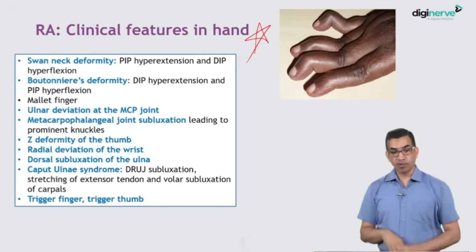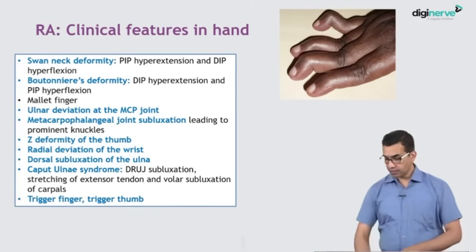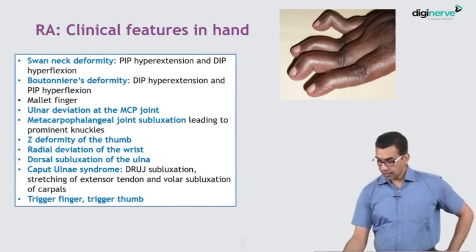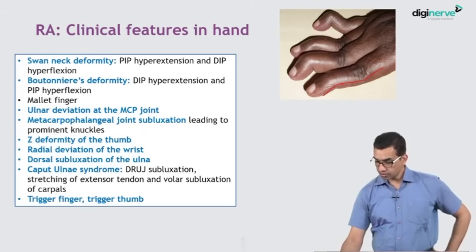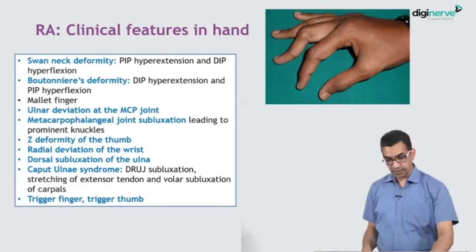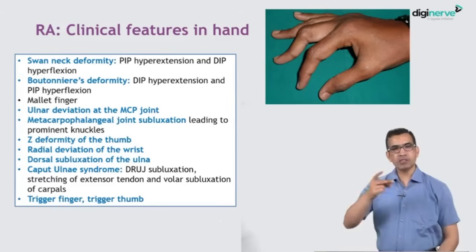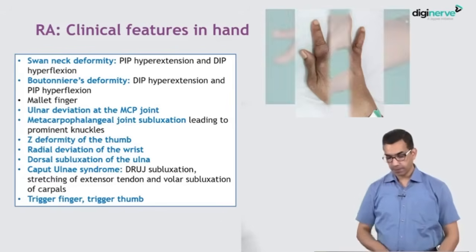So swan neck deformity. You can see here the picture. So here there is a PIP hyperextension, proximal interphalangeal joint hyperextension, and DIP flexion. This is swan neck, like a neck of a swan. That's known as a swan neck deformity. So this is in hyperextension, this is in flexion. Boutonniere deformity. So that's the boutonniere deformity. It is just the reverse of the swan neck.